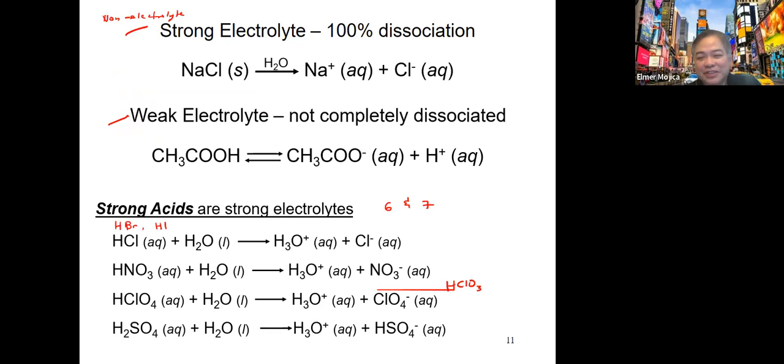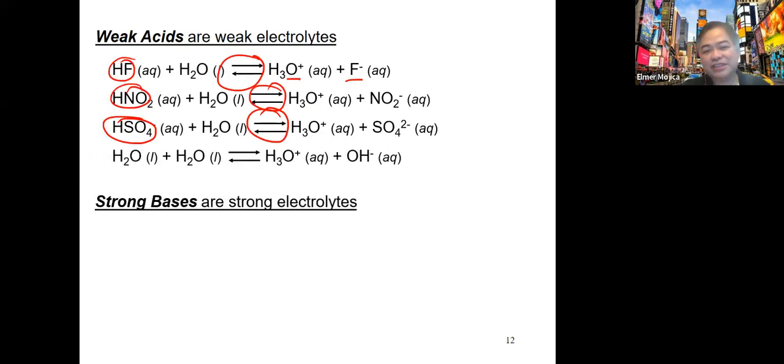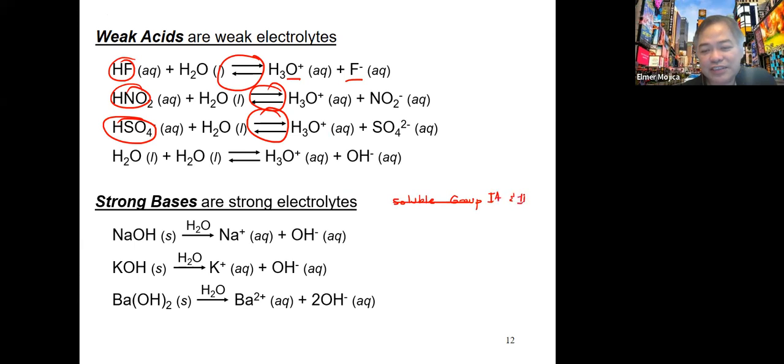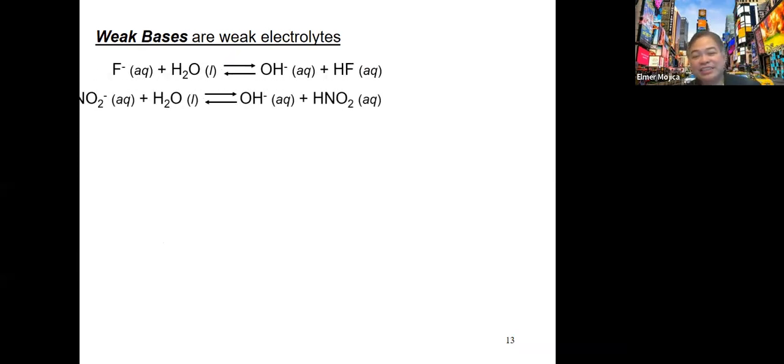You don't call HCl hydrogen chloride. It's usually hydrochloric acid. Now, strong bases are also strong electrolytes. They undergo 100% dissociation. And again, what's the basis that we have for strong bases? If we know the strong bases, anything that is not on the list is what? Weak. So what are the strong bases? They are the soluble group 1A and 2A hydroxides. So all you need to do is you have the periodic table. And if it's the hydroxides of group 1A and group 2A, most likely they are strong bases. And weak bases are anything that's not on the list.